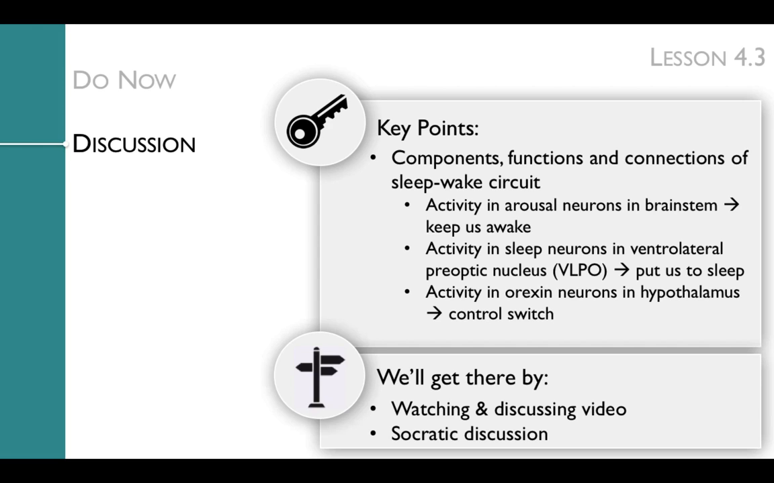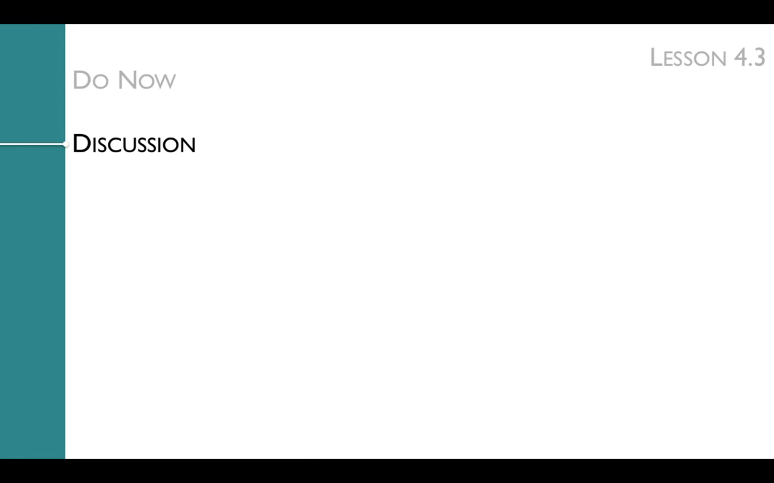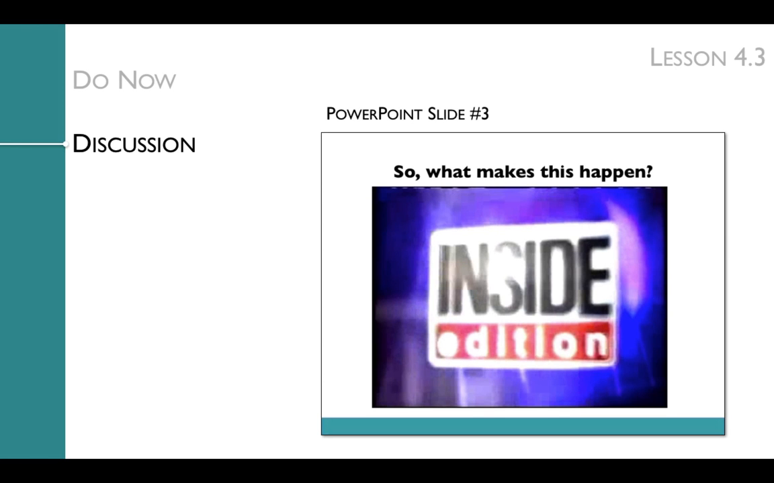After discussing student responses to the do now prompts of what makes us go to sleep and what makes us wake up, you'll play the video embedded on slide number 3 of a narcoleptic poodle and ask the students what causes this to happen. This video allows us to dive into the neural circuit that controls our sleep-wake behaviors.